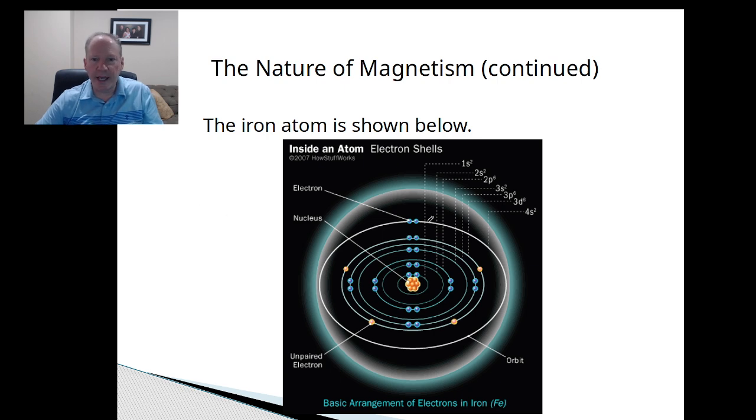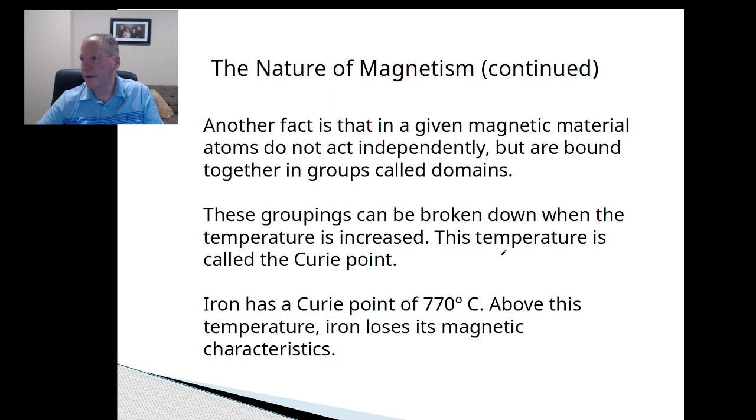So here's the iron atom, where you can see the nucleus here. Then the unpaired electrons, right, has 1, 2, 3, 4 of those. So when it comes in contact with another electron or a magnetic substance, opposites attract and likes repel, right, which is a principle of magnetism.